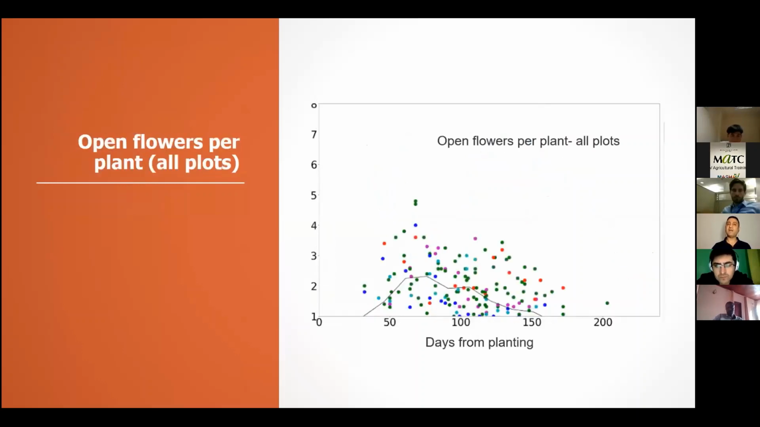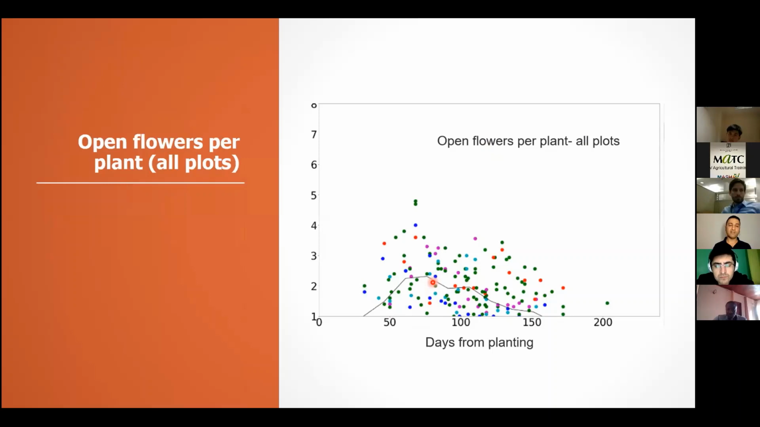Okay, but if I have several plots, I can also do an average, and I can know for the other plots, for example, this is open flowers per plant. I asked 20 growers of the same variety to count how many open flowers per plant they have. And if I put it on a curve, I know that the average after 50 days needs to be something like 2.5 flowers per plant.